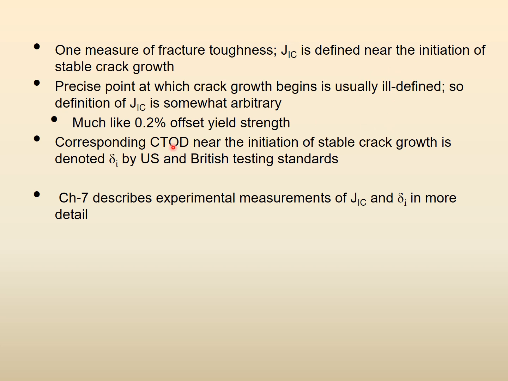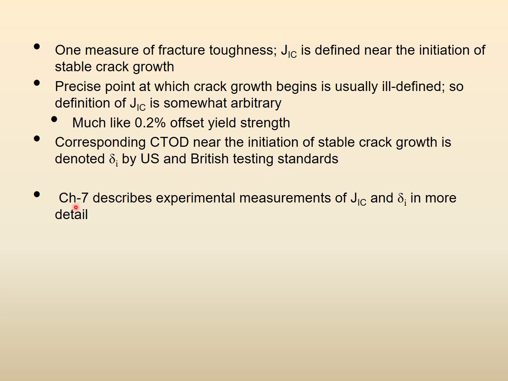The corresponding CTOD, the critical CTOD near the initiation of stable crack growth, is denoted by delta I in US and British testing standards. They could have said delta 1C, just like J1C, but in the US and British standards of testing for CTOD and J, they call it delta I. So the value of CTOD that corresponds to this value of J1C is denoted as delta I in the standard methods.